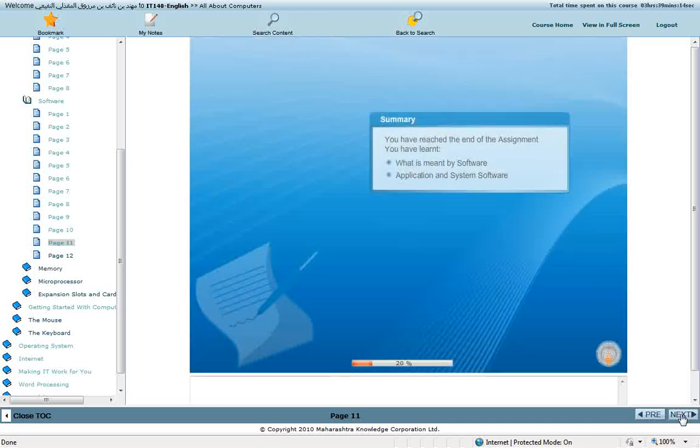Summary. You have reached the end of the assignment. You have learned what is meant by software, application, and system software.